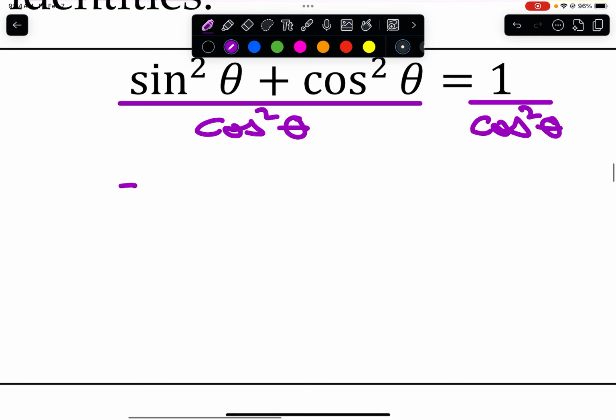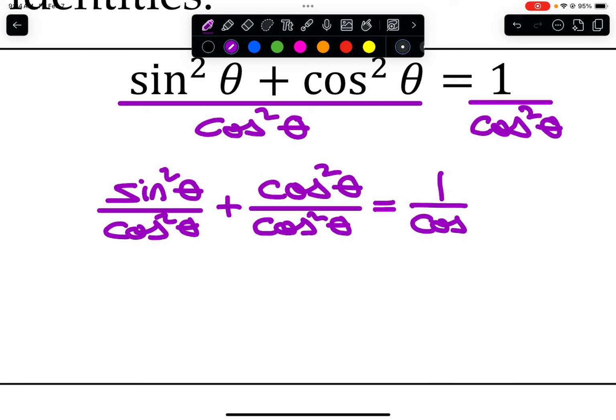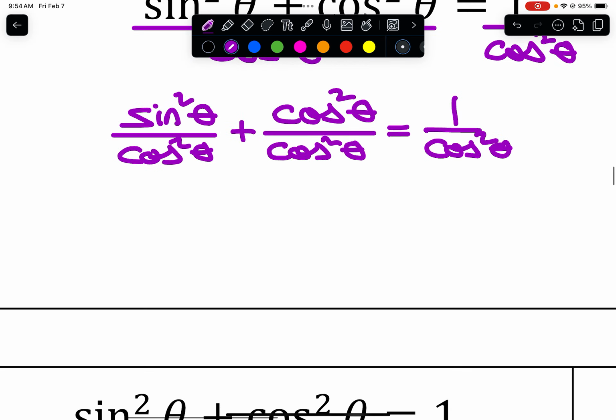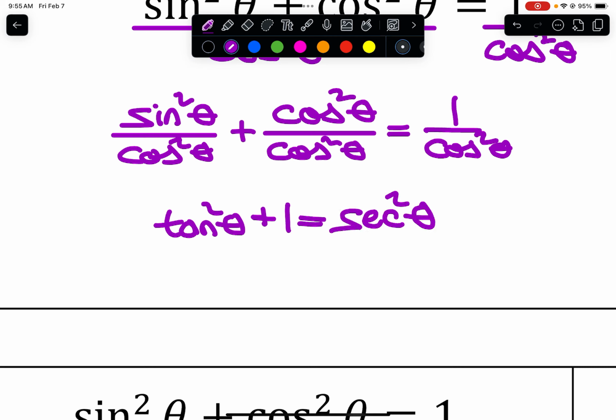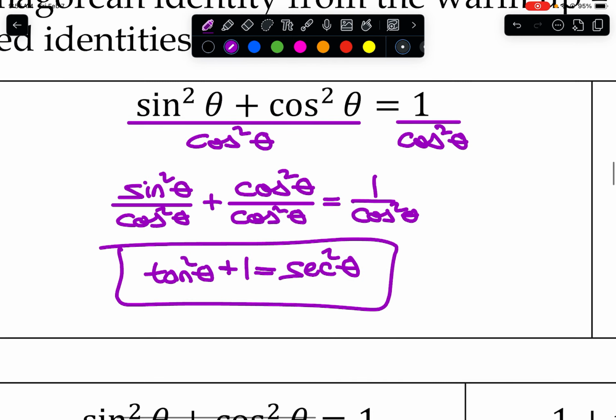When I do that, that's going to simplify to give me sine squared theta over cosine squared theta plus cosine squared theta over cosine squared theta, and that's going to equal 1 over cosine squared theta. So when I simplify, this is going to turn into tangent squared theta plus 1, and that's going to equal secant squared theta. So this is another really big important identity. Now this is developed directly from Big Papa.